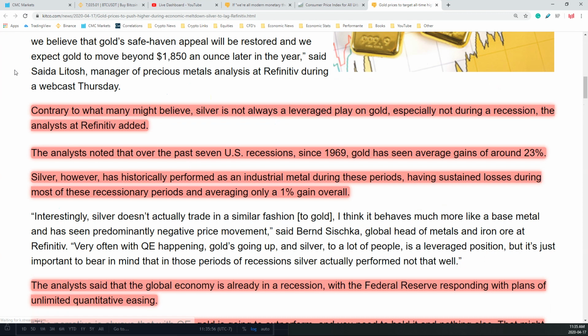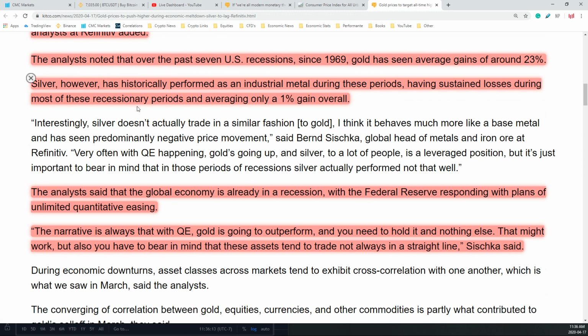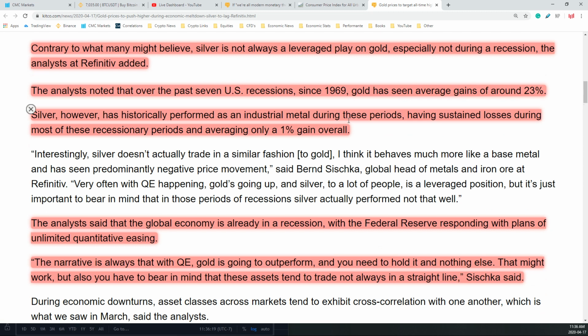Contrary to what many might believe, silver is not always a leveraged play on gold, especially not during a recession, the analyst at Refinitiv added. The analyst noted that over the past 7 U.S. recessions since 1969, gold has seen average gains around 23%. Silver, however, has historically performed as an industrial metal during these periods, having sustained losses during most of these recessionary periods, at an average of only 1% gain overall.